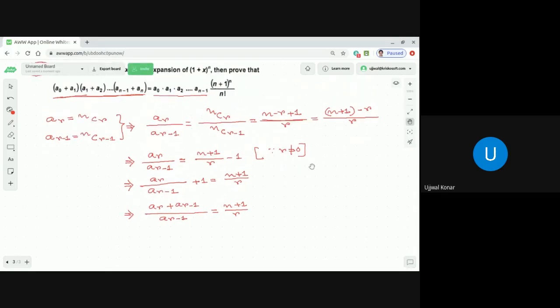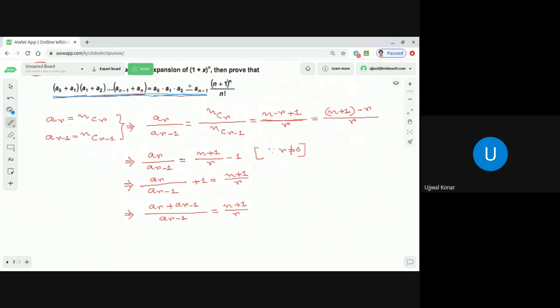Why is there a strategic point? If you look into this expression, I'm marking it in a different color. Only this one. What are you going to get? If you put r equal to 1, you get A1 plus A0, and here A0. Are you getting my point? So A0 plus A1 by A0.